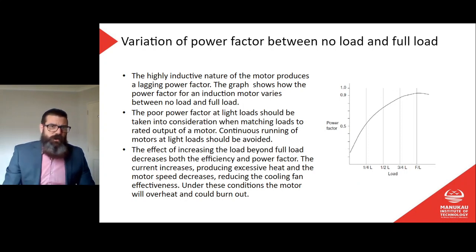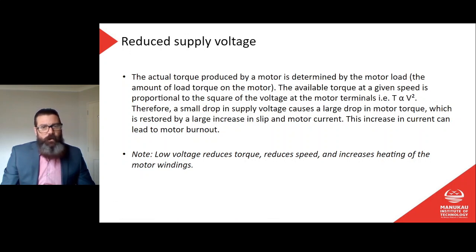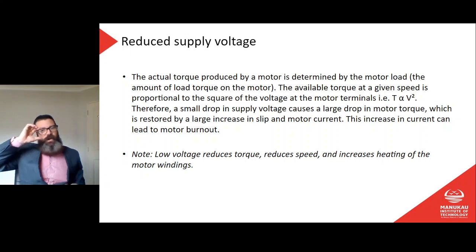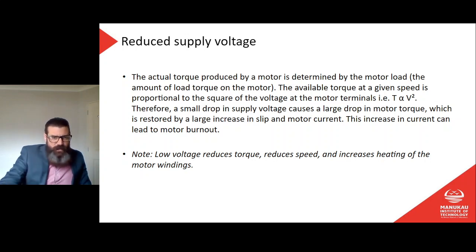Reduced voltage supply. The actual torque produced by a motor is determined by the motor load. It's the amount of load torque on the motor. And the available torque at a given speed is proportional to the square of the voltage at the motor terminals. Hang on.